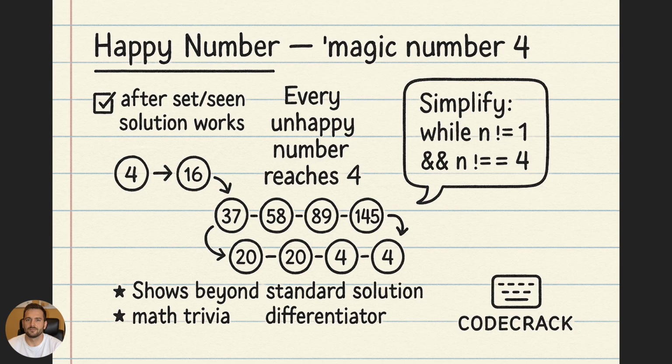Third, offer the magic number 4 optimization at the end. After your set solution works, casually say, fun fact, every unhappy number eventually reaches 4. So we could simplify to, while n is not 1 and n is not 4, and skip the set entirely. Shows you went beyond the standard solution and know the math trivia. Huge differentiator. Master these 3, and happy number becomes an automatic strong yes signal.